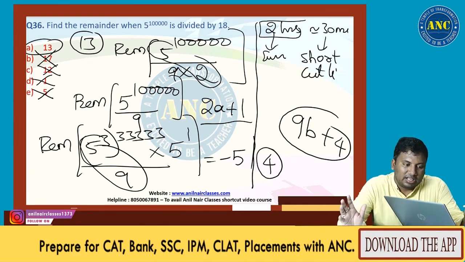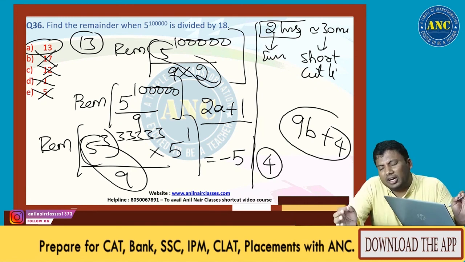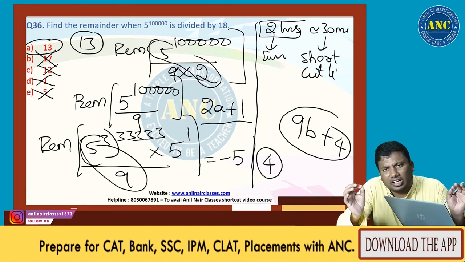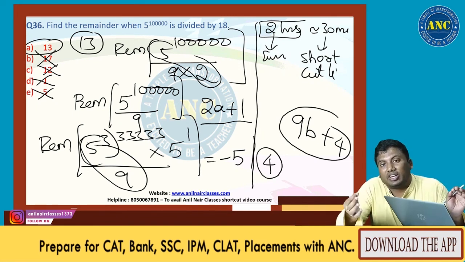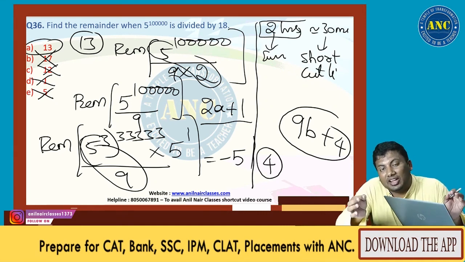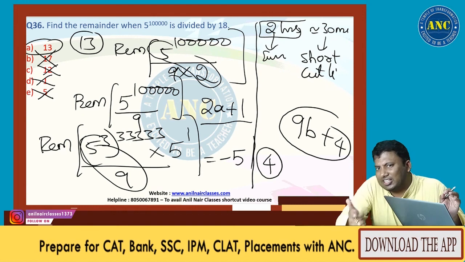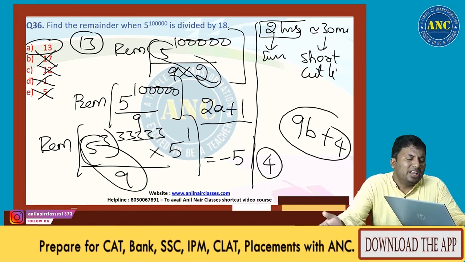Question number 36. Clear? Chinese remainder theorem. Chinese remainder theorem as such is not a new theorem to you. In your 4th class you studied the divisibility rule of 6. It is nothing but 2 into 3. What is the divisibility rule of 12? It is nothing but 4 into 3. You already studied it, but you do not know that the name of the theorem is Chinese remainder. Anyway, we don't need to know the theorem. Teacher is not important, teaching is important.